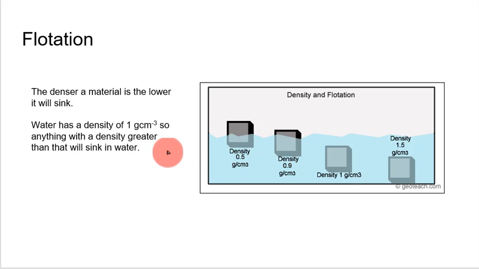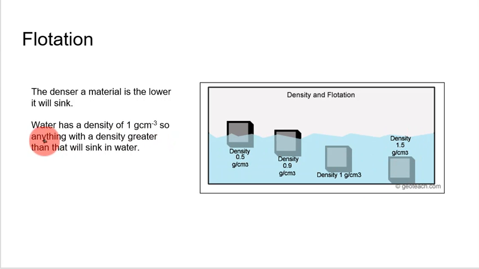This object is 0.9, so again it's just on the edge, on the verge. It's still less dense than the water, which is 1 gram per cubic centimeter, so therefore it's going to float. Now if we look at these objects here, this is one, so the same density, so it's going to sink in the water, and the same with this object here. It's more dense than water, so therefore it's going to sink in the water.